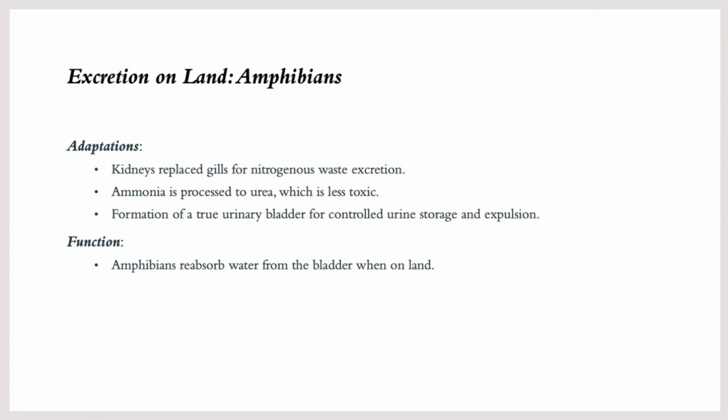Okay. And then the amphibians, for the first time, developed a urinary bladder, which would control their urine storage and their urine removal. Now, the purpose for the urinary bladder is basically so that they can reabsorb water from their bladder whenever they have no water. When they are lacking water in their body and they're not really able to find a water source, they will reabsorb water from their bladder.